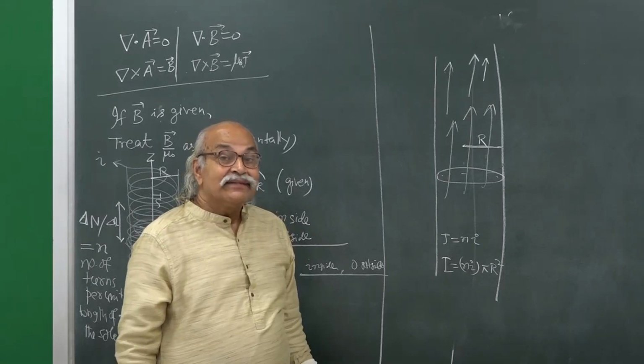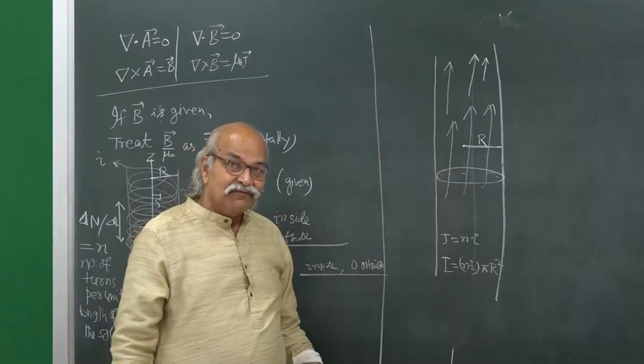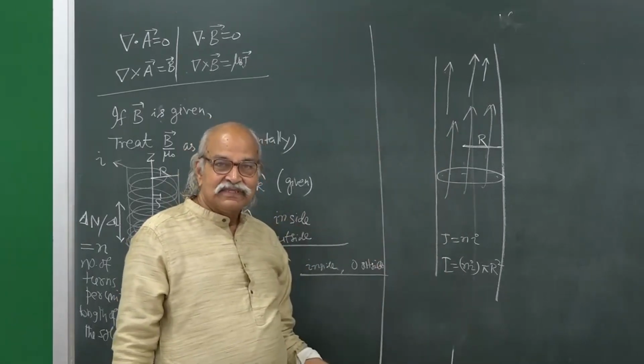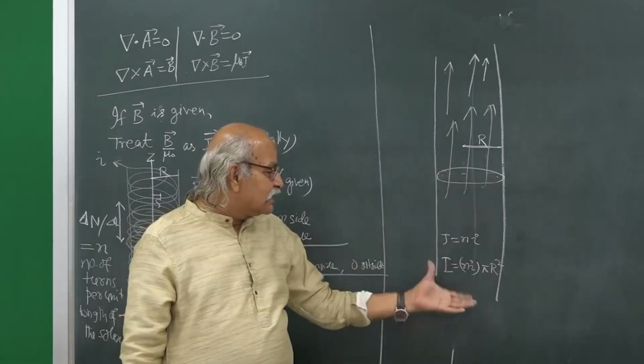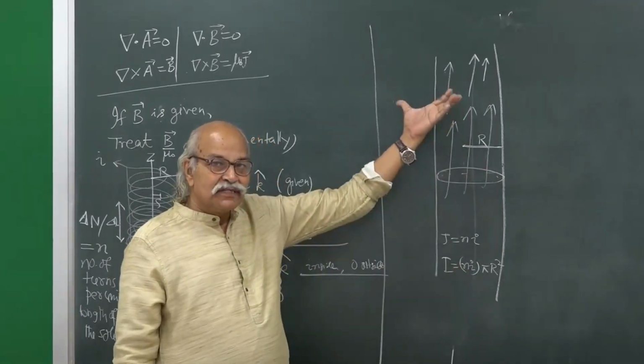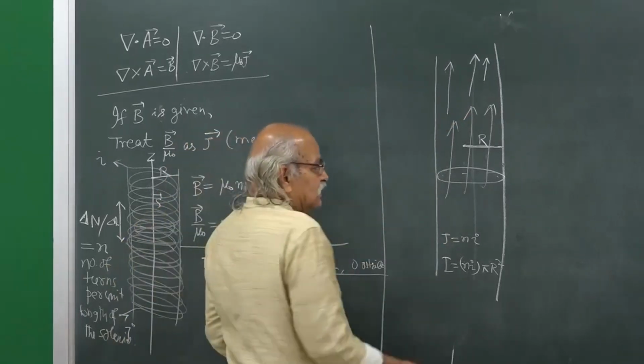What is the magnetic field? If this be the case, what is the magnetic field? You have solved this problem. If you have a cylindrical volume and then a constant current is going uniformly distributed, you know how to do that. And it is very easy.